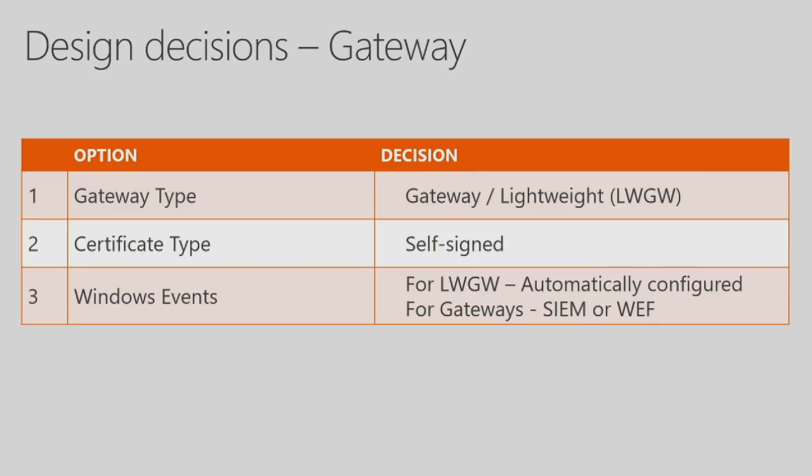OK, so we're good with the center. The next thing we'll have to talk about is the gateway. As Astrid mentioned, the major decision that we'll need to make is whether we're using lightweight gateways or standalone gateways. We can combine them. You can decide to have all your branch offices covered with lightweight gateways and your main offices with standalone gateways. But it is an important decision.